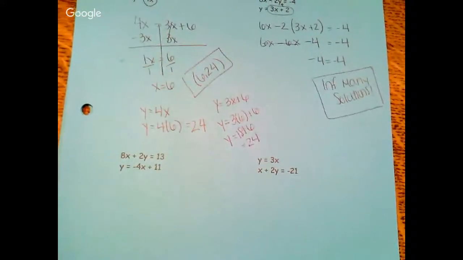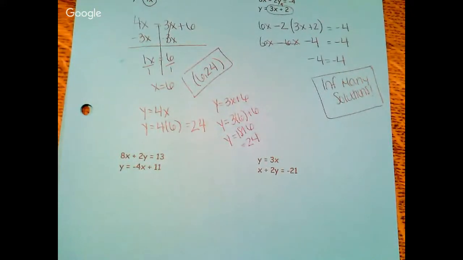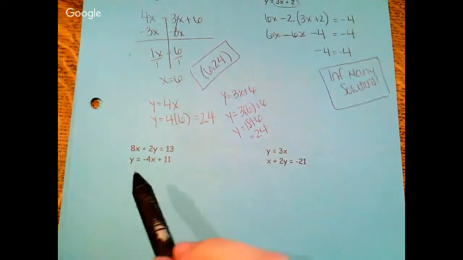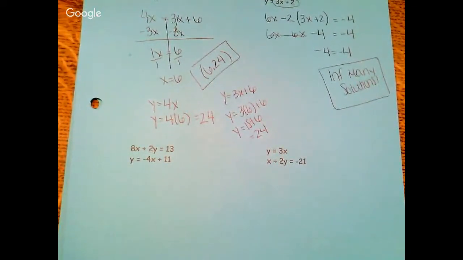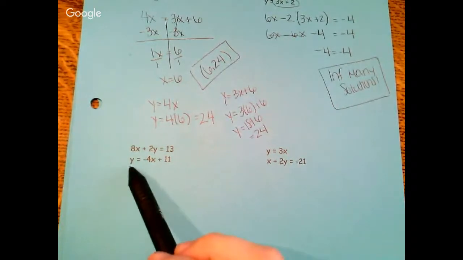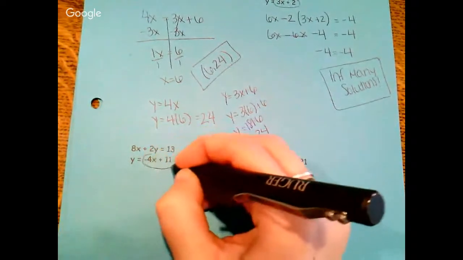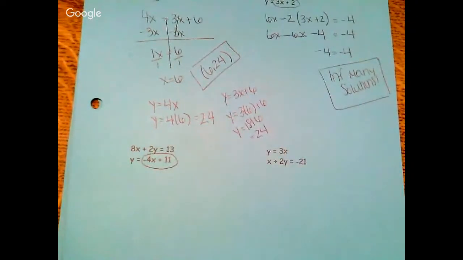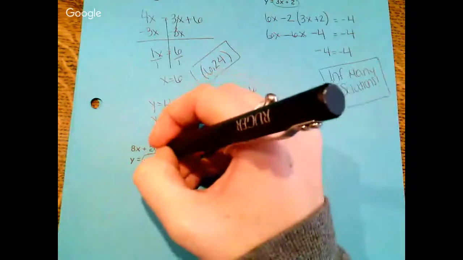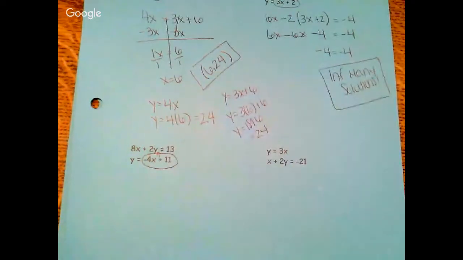All right, let's take a look down here at this one. We have 8x plus 2y equals 13, and y equals -4x plus 11. So I want to get one equation in terms of one variable, either the x or the y. And because y is already by itself over here, it seems like the best course of action is to take what y equals, which is -4x plus 11, and plug it in for y in my first equation, because they're the same thing.